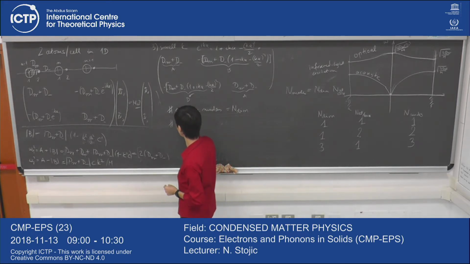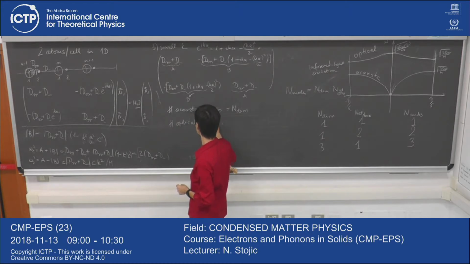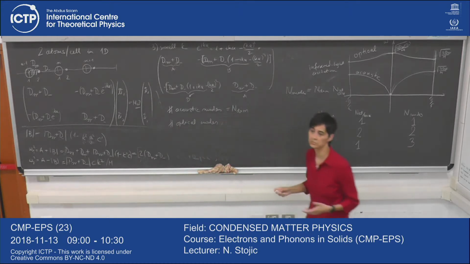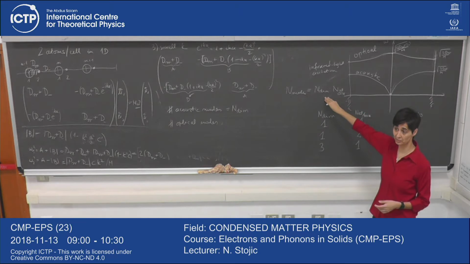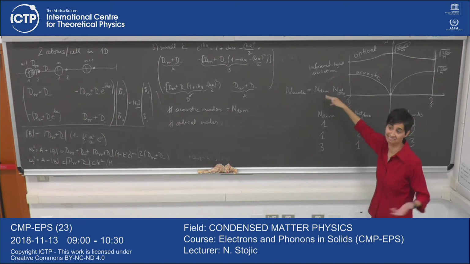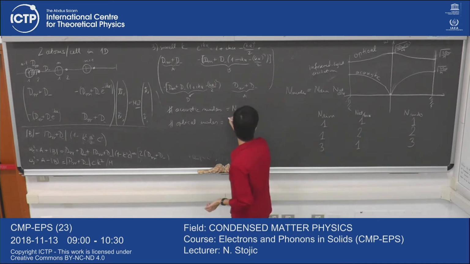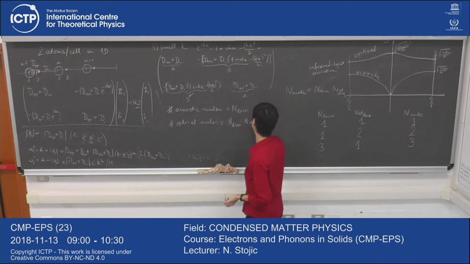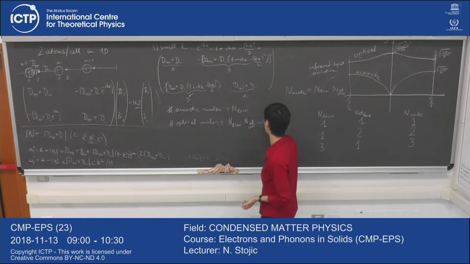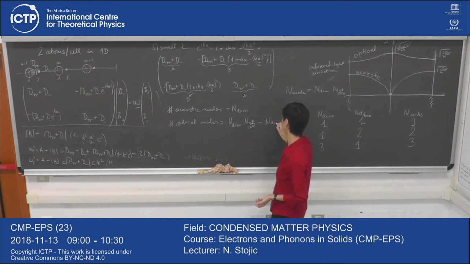And then the number of optical modes depends on the total degrees of freedom, minus. It has to be the difference. So it's equal to the number of dimensions times the number of atoms per cell minus n dimensions.